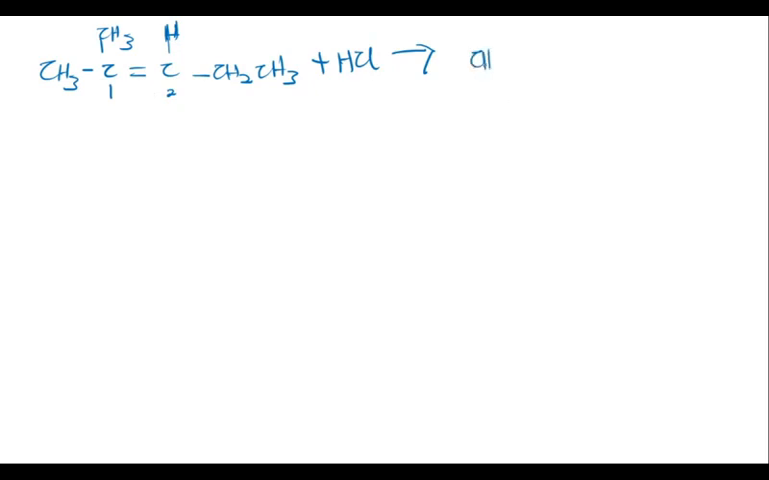So we have CH3, C, CH3 at the top. Then we have our chlorine attacking this carbon. Then we have C, H. Then we have the CH2, CH3 here. Then we have our hydrogen coming over here. So let's write the mechanism for this.